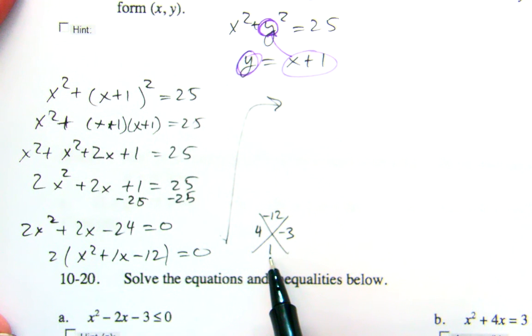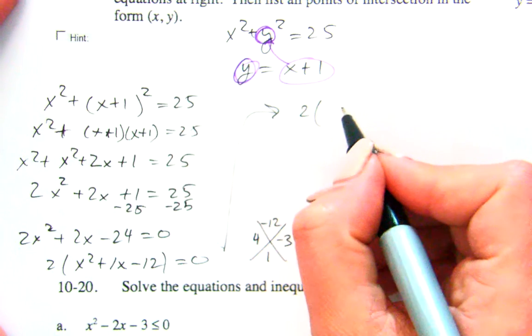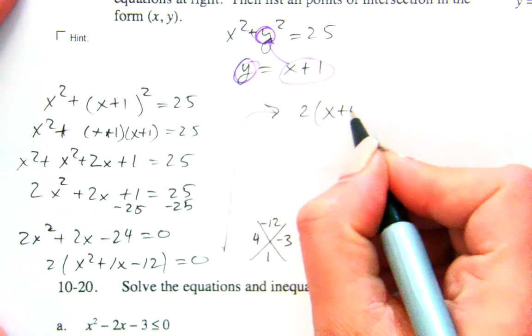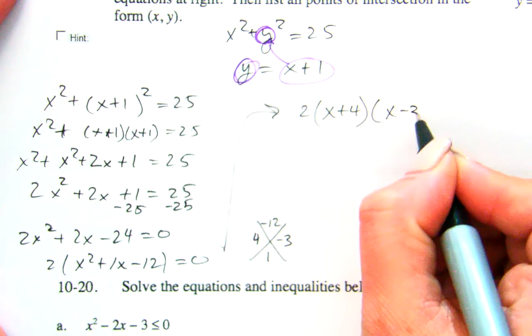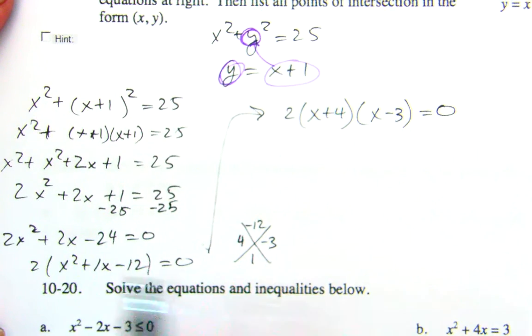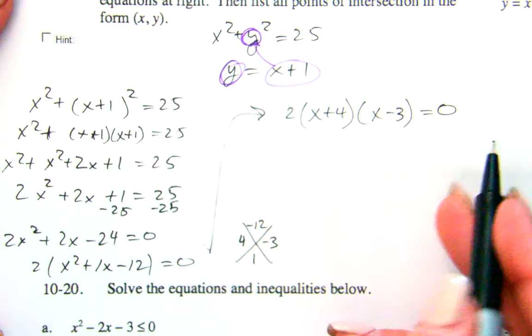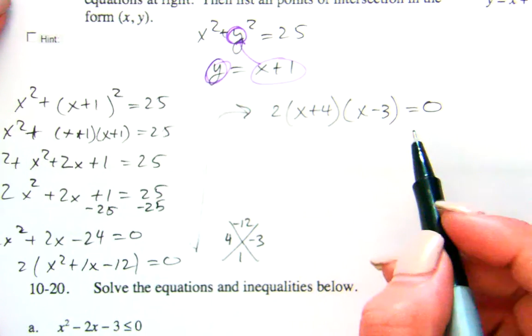You actually have a 1 also, so this is going to end up looking like x plus 4 and x minus 3 equals 0. If you don't like that, you're more than welcome to do the quadratic formula for this, but factoring is way faster for me, so I'm just going to do factoring.